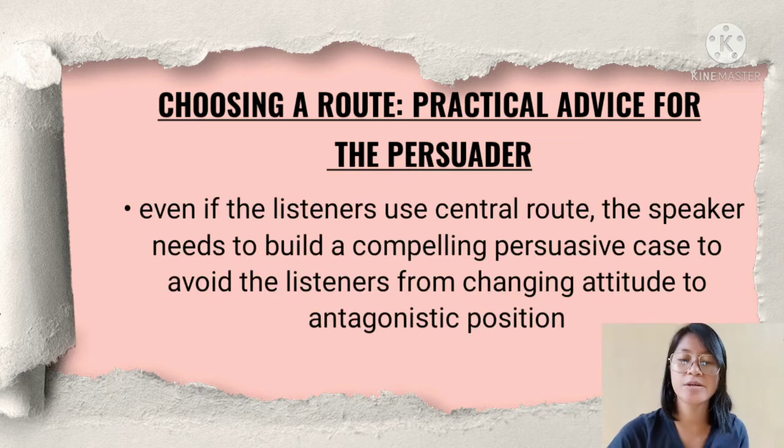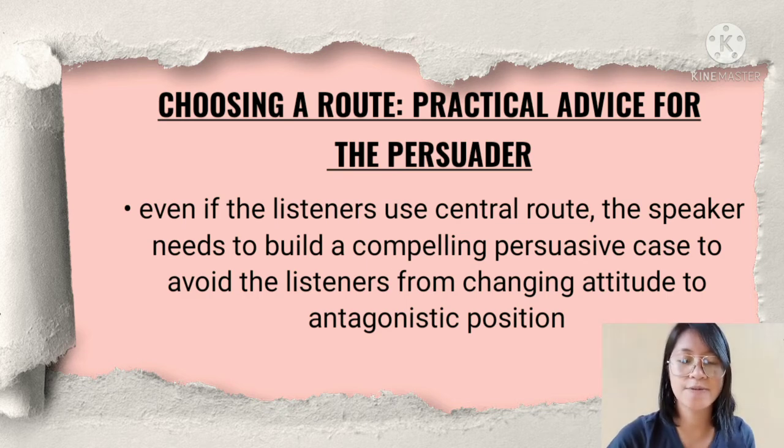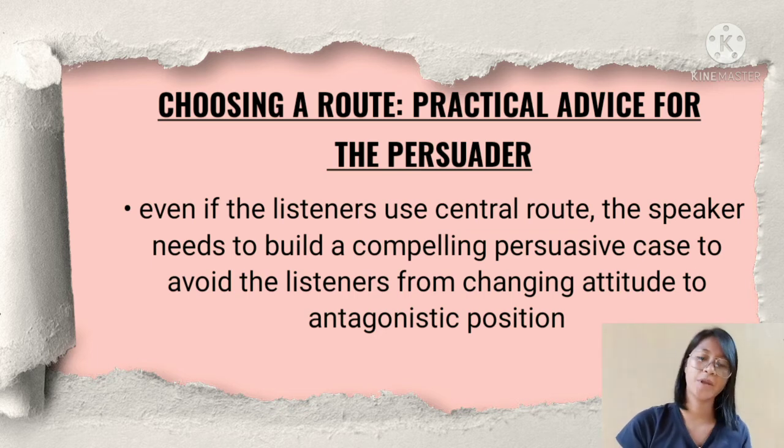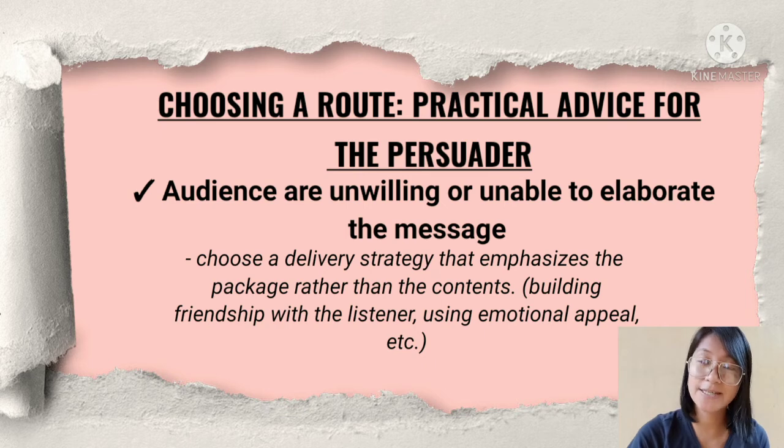So even if the listeners use the central route, the speaker still needs to build a compelling persuasive case to prevent the listeners from changing their attitude to an antagonistic position. On the other hand, if the listeners seem to be unwilling or unable to elaborate a message, then the speaker would be more successful by choosing a delivery strategy that emphasizes the package rather than the contents. This includes building friendships with a listener, using emotional appeals, and so on.